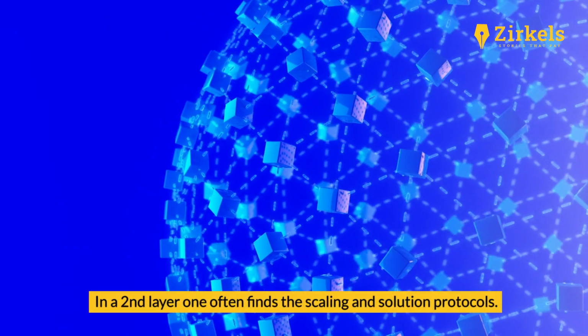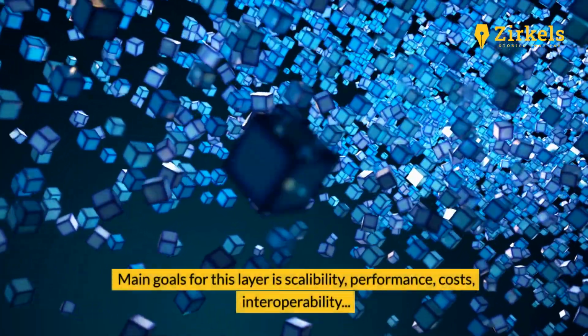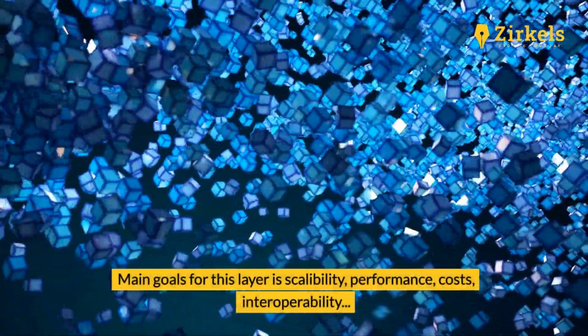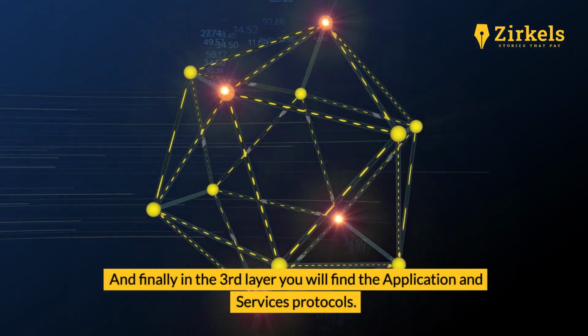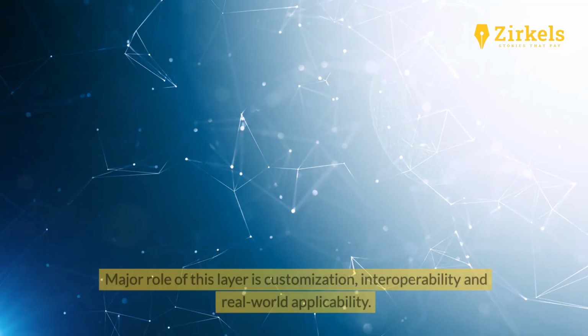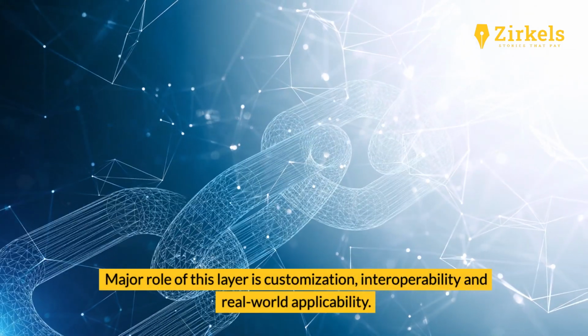In the second layer, one often finds the scaling and solution protocols. The main goals of this layer are scalability, performance, costs, and interoperability. And finally, in the third layer, you will find the application and services protocols. The major role of this layer is customization, interoperability, and real-world applicability.